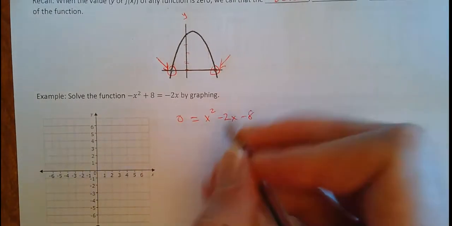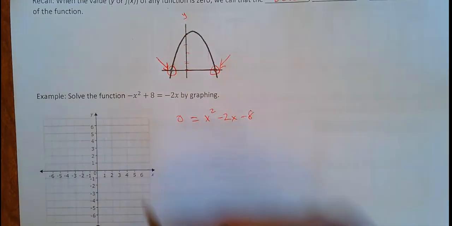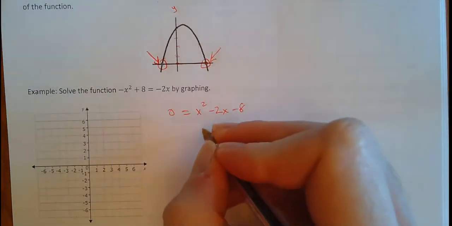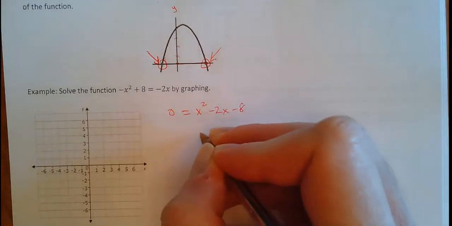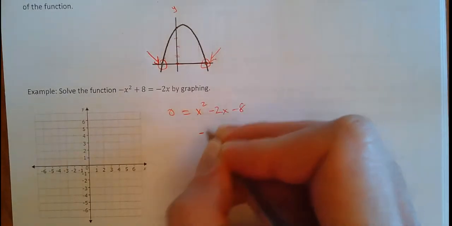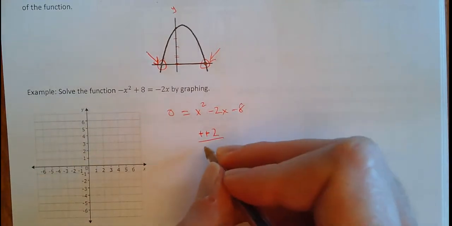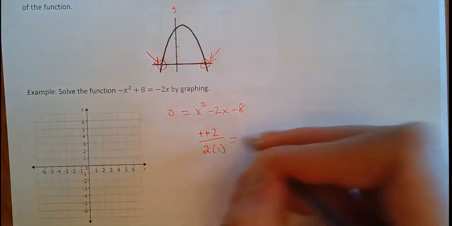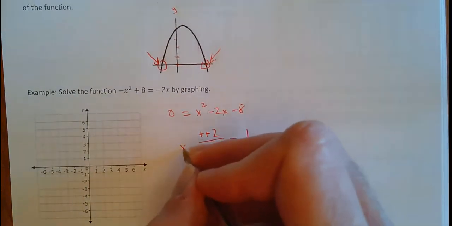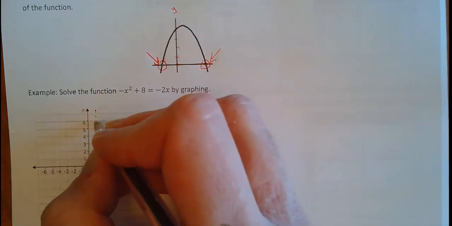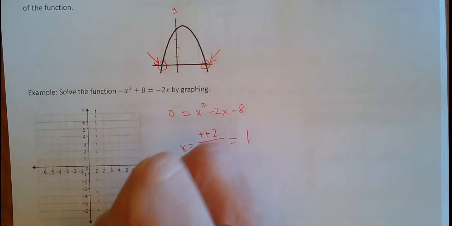I'm going to try to find the vertex. I'm going to graph it the way we learned how to graph it last unit. So negative b, that'd be a positive 2, because the opposite of negative 2 would be a positive 2. So negative b over 2 times a, which would be 1. So at x equals 1, there is an axis of symmetry.